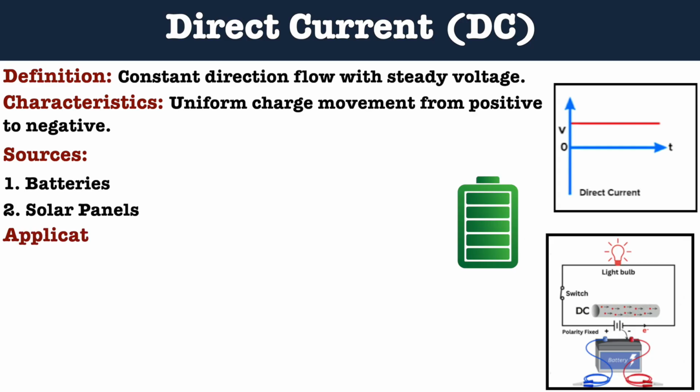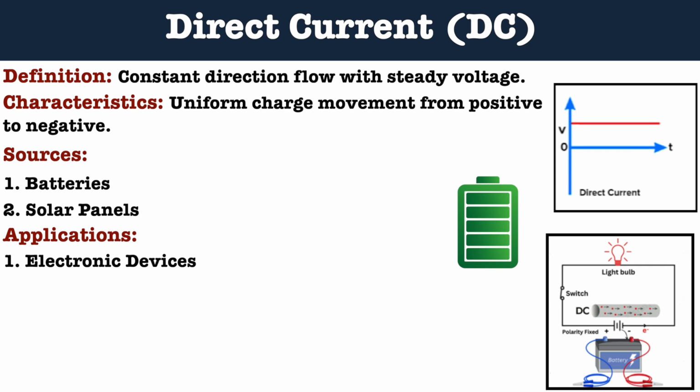Now we will discuss some applications, like electronic devices. Most small electronics such as smartphones, laptops and tablets operate on DC power. These devices have internal batteries that store and provide DC. If we talk about electric vehicles, DC is used to power the motor and other electronic systems. EV batteries store DC and supply it to the motor controller.